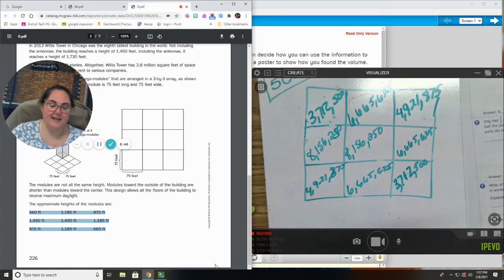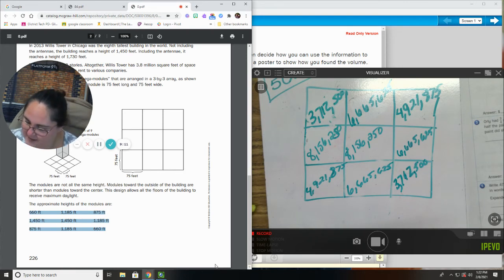Now, the good thing is, this is the volume of each section. But I want to know the total. So what do I do with all of these numbers? If you said add, you are absolutely correct. All right, here we go.